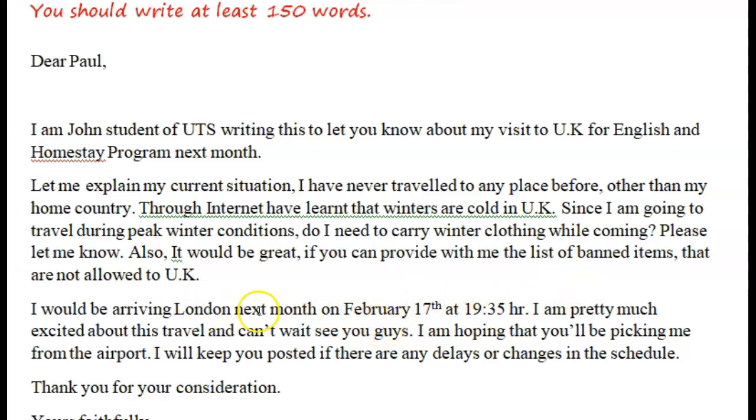"I will be arriving in London next month on February 17th at this. I am extremely excited about my trip and looking forward to meeting you." Okay? Not "I am hoping." I would have preferred, "I hope that you'll be picking me up from the airport." "I will keep you posted if there are any delays or changes in schedule." That's fine. "Thank you for consideration."